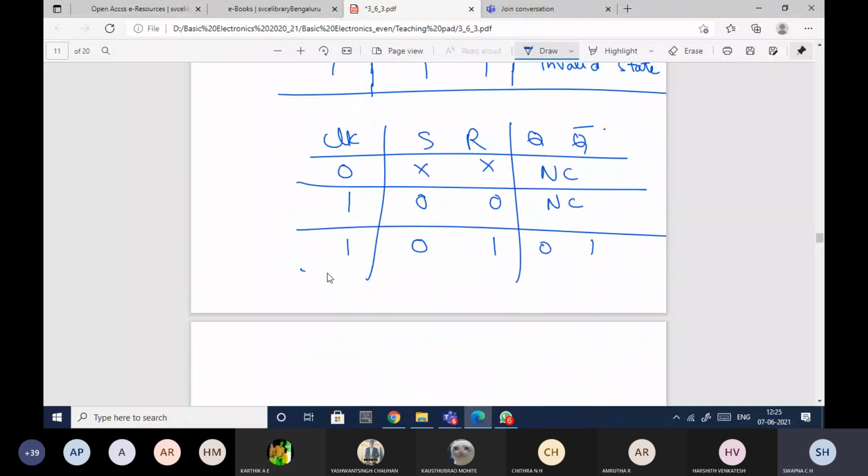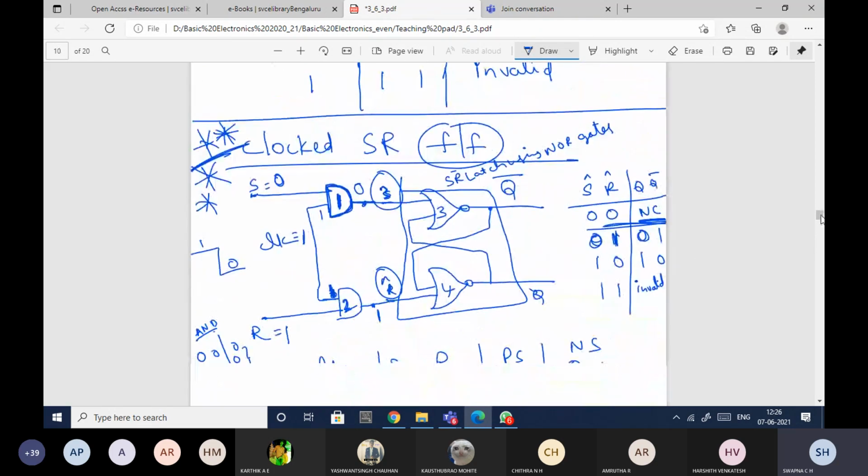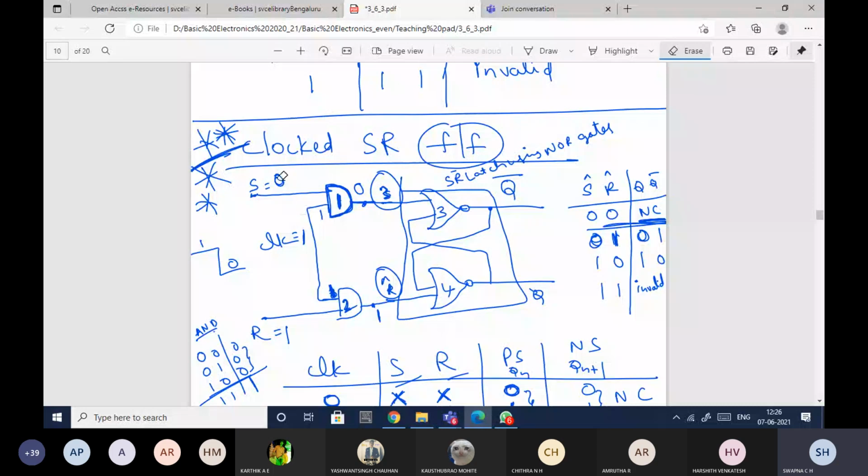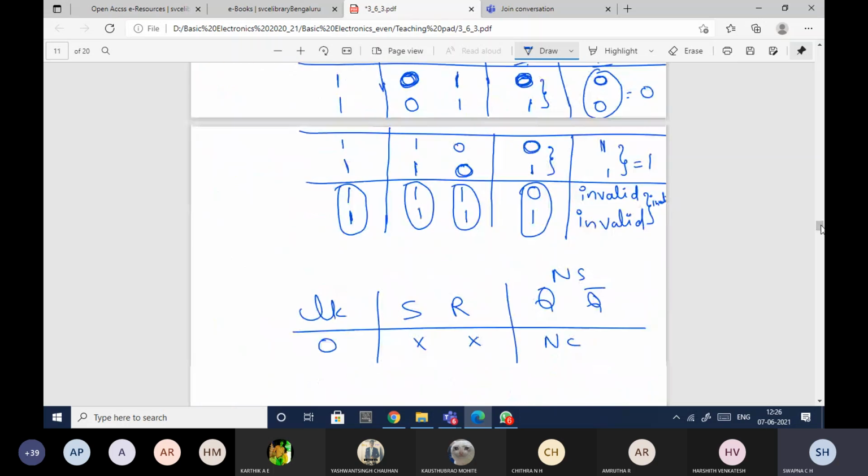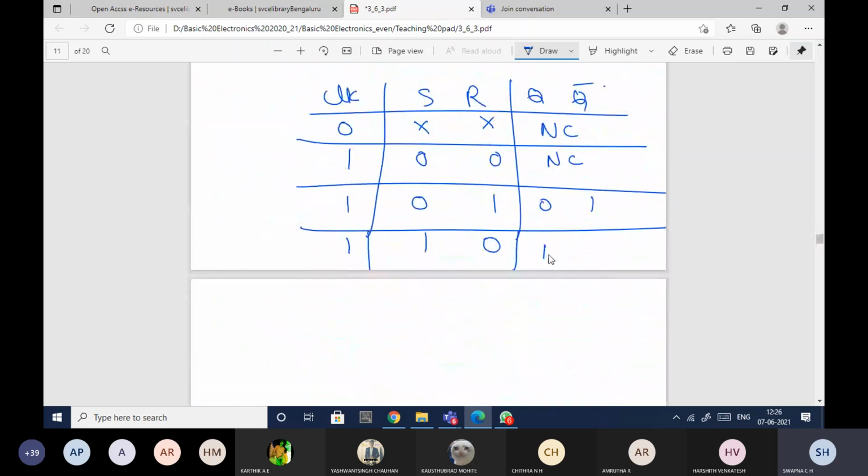Okay, next clock is equal to 1, S is equal to 1, R is equal to 0. Okay, so let me erase everything. Clock is equal to 1, S value is equal to 1 and R value is equal to 0. 1 1, the output of the first AND gate was 1. 1 0, the output of the second AND gate was 0. So if you observe, S cap is 1 and R cap is 0. Okay, so the output is Q is equal to 1 and Q bar is equal to 0.